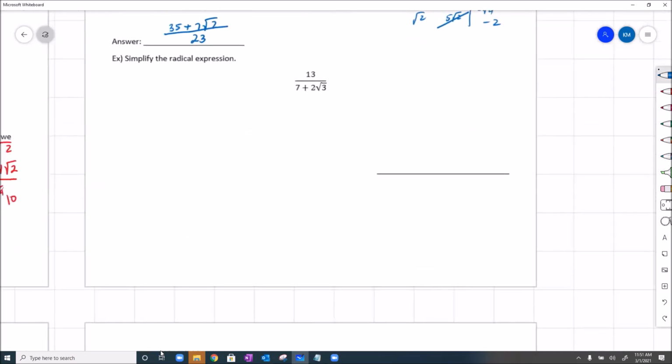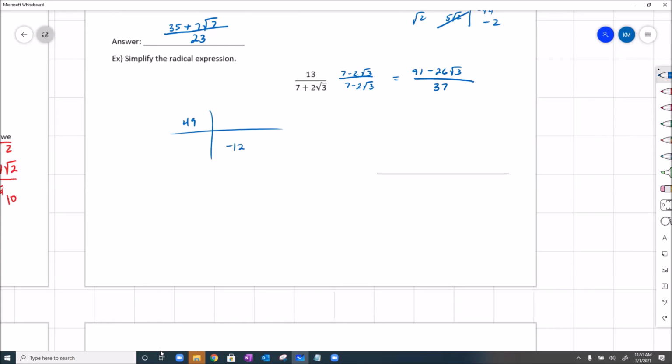Take a second and try the last problem. Tell me what you get. Okay, so let's go through that really quick. It should look like this. You should have chosen 7 minus 2 radical 3 as the conjugate. And so up top you got 91 minus 26 radical 3. And in the denominator, choose your conjugate, right? That's 49, and that's 4 times 3, which is 12, so 37.